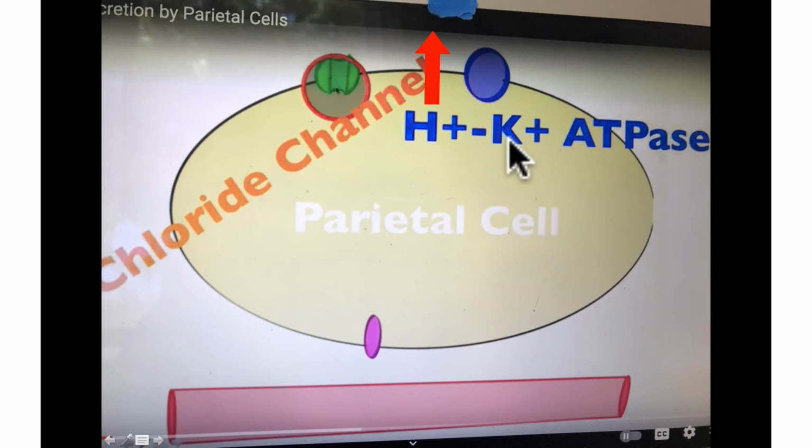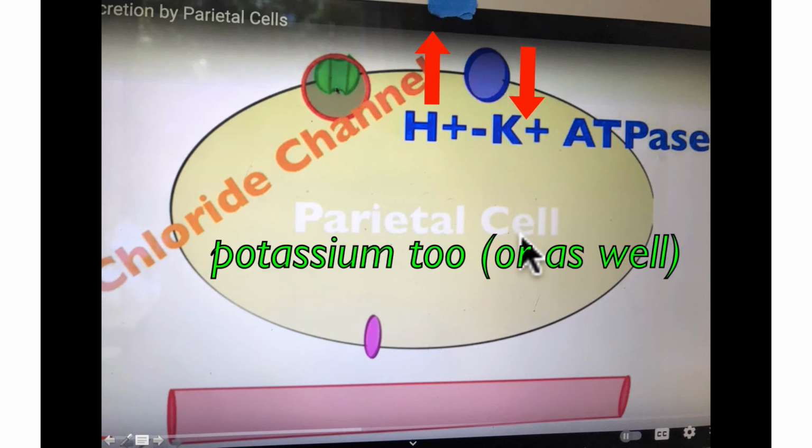Now, what about potassium? Potassium is coming in this pump. And we always know, we've talked about this from the very first day of class, that potassium has a higher concentration in cells than outside of cells, which means potassium too is moving against its gradient into the cell. That allows us to remember or figure out that this is an ATPase or a pump rather than a co-transporter.